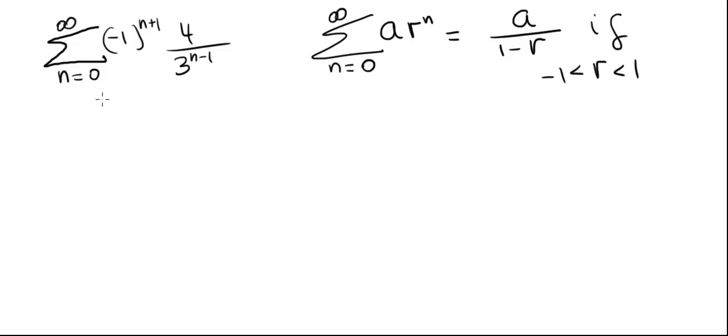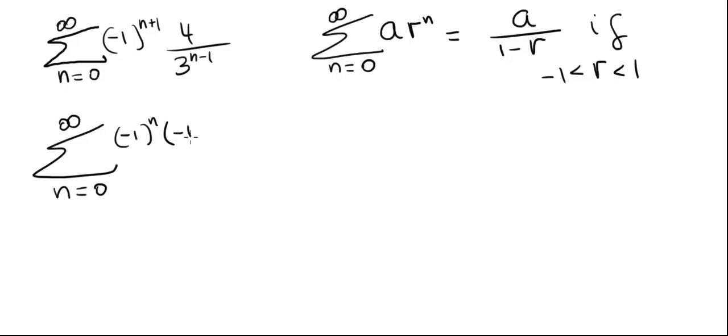Now, this series is not quite in its standard form, so it doesn't take much to make it look like it's in standard form. We're going to take (-1)^(n+1) and write it as (-1)^n times (-1)^1. 4 is not raised to any power, so it stays 4. And then in the denominator, 3^(n-1) we'll write as 3^n times 3^(-1).